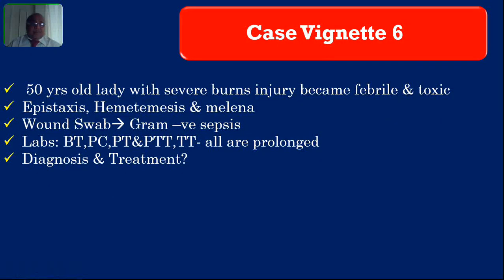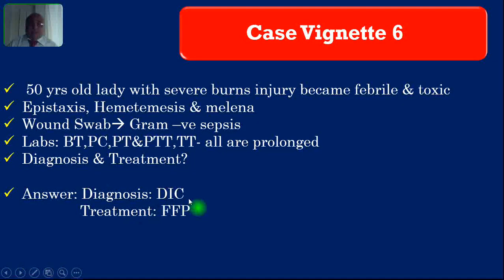So case vignette 6. 50 years old lady with severe burns injury became febrile and toxic. On examination, she had epistaxis. She also presented with hematemesis and melena. Wound swab of the burns injury revealed gram-negative sepsis. Labs reveal all parameters are prolonged, and FDP and D-dimer also prolonged. So what is your diagnosis and treatment? The diagnosis is DIC and you have to treat it with FFP and platelet concentrate.